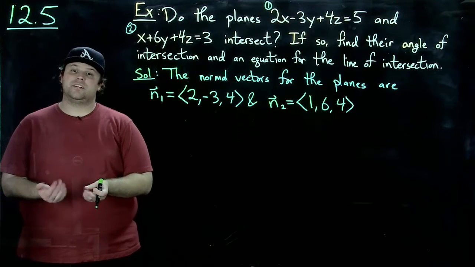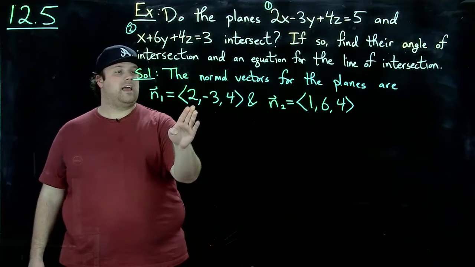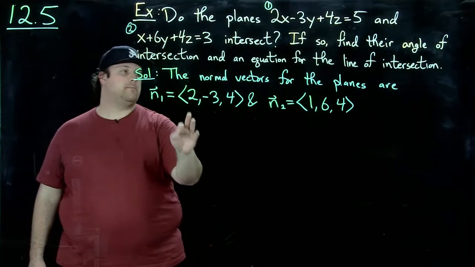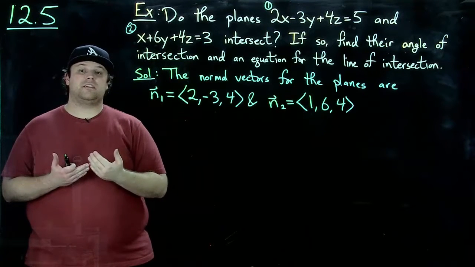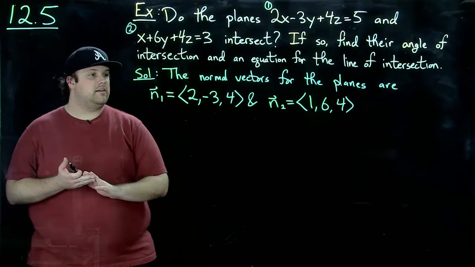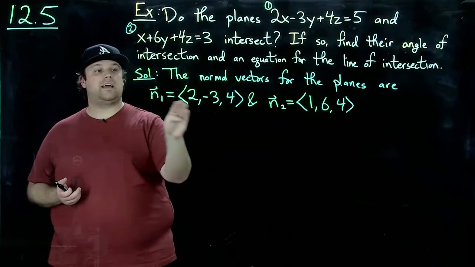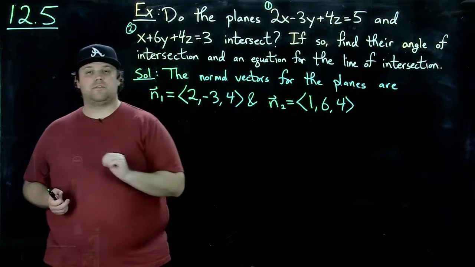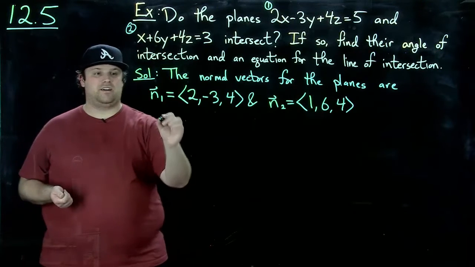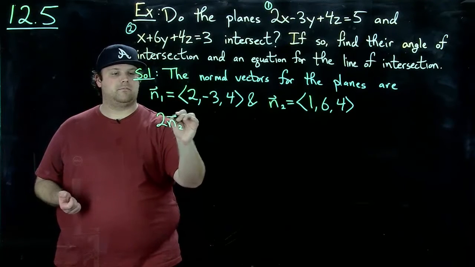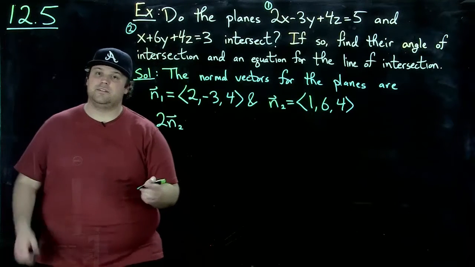So first things first, let's check if these are parallel. Well, n1 has a 2 in the first component, n2 has a 1 in the first component. So if these two vectors are going to be parallel, then I would have to multiply n2 by 2 and get n1, because that's how we would make the first components match. So let's just check real quick. Is 2 times n2 equal to n1?